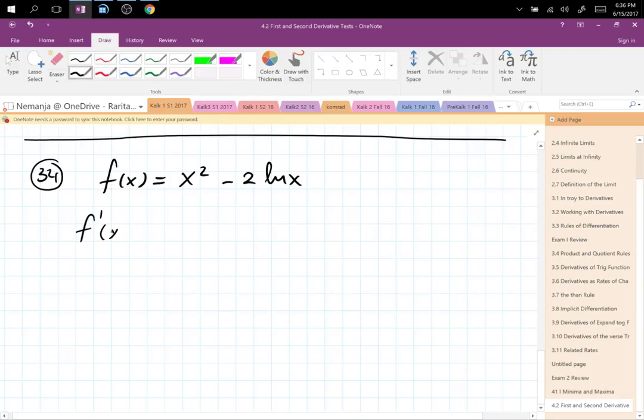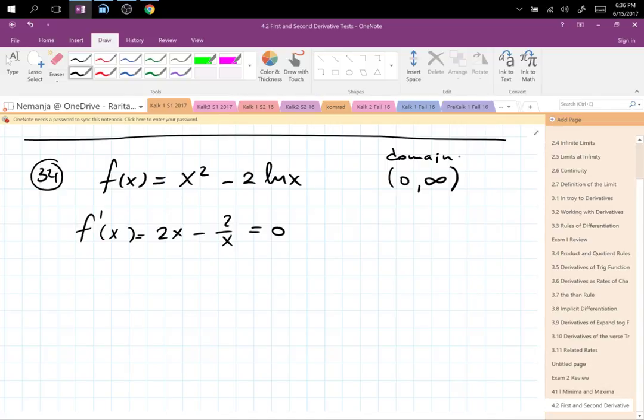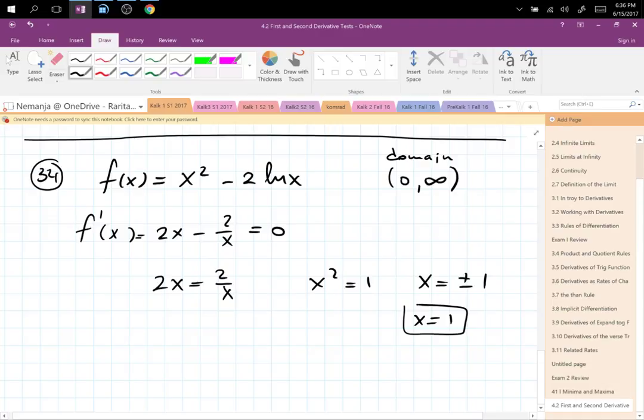So f prime is 2x minus 2 over x. We set that equal to 0 to find critical points. First of all, our domain is 0 to infinity, right? Because you start there with the domain. So now this means 2x is equal to 2 over x. x squared equals 1. x equals plus or minus 1. But then we have to drop the negative because of the domain. And we just have x equals 1 as the only critical point.